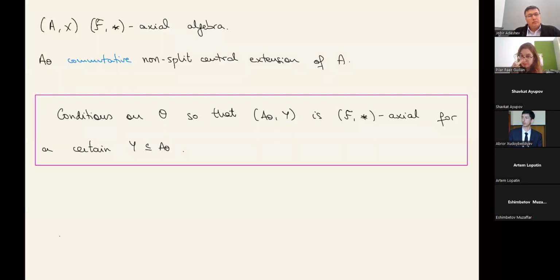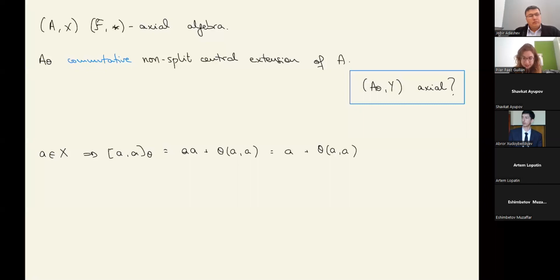Okay, so let's solve the problem. This is written more or less the same. I wonder when A theta, with some set I of generating idempotents, is axial. Where do we begin? By looking at this set I. We already had idempotents in the original algebra. In the original algebra A, I have this set of generating idempotents X. So let's see what happens with them.